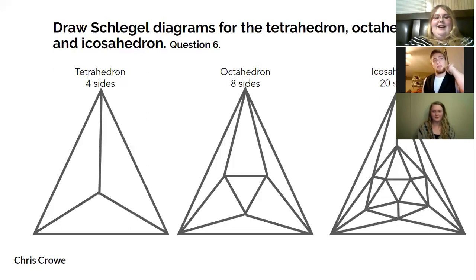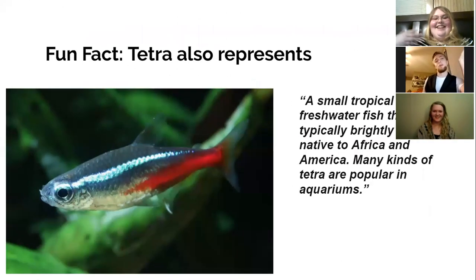Of course. And we also have one more side note for all of you to learn. Take us away, Willa. Yep. So tetra has a whole other meaning. It is also a small tropical freshwater fish that's brightly colored, and it's native to Africa and America, and it's very popular in many aquariums. Just your fun fact of the day from your favorite mathematical Martians. Yep, there you go. Looks like a goldfish almost.